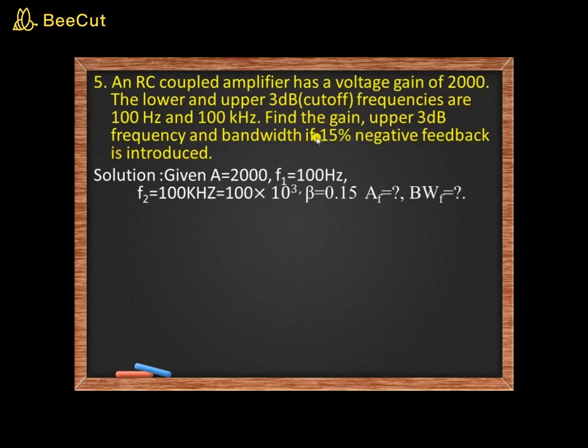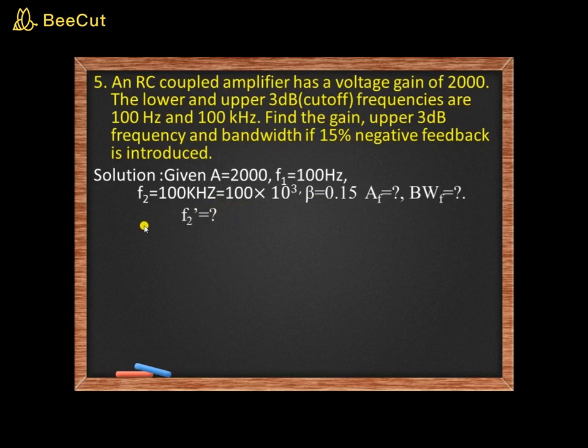So 15% is nothing but beta. 15% can be converted as 0.15 because 15 divided by 100 is 0.15. So what we need to find out: gain, upper 3 dB frequency and bandwidth with feedback. So we need to find out AF, BWF and F2 dash.